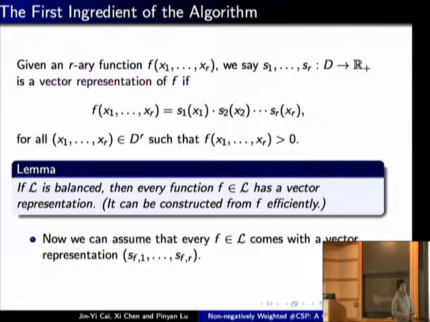I see. So you've represented the entire r-dimensional tensor of f as the outer product of these r vectors. They agree at every place where f is positive. Oh, and for where it's 0?